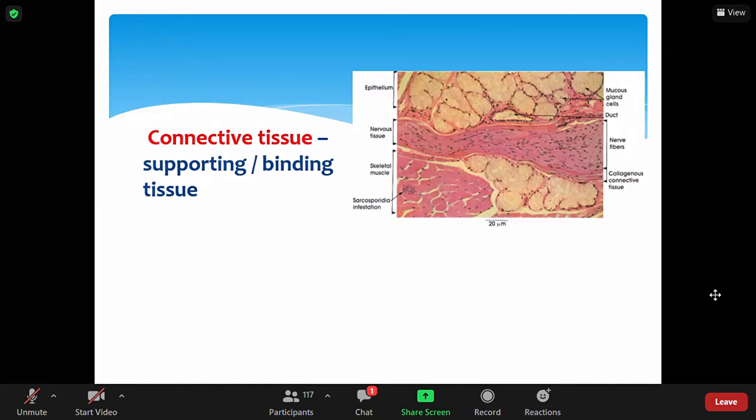In this picture, you would see you have here the nervous tissue, the skeletal tissue, your epithelium, and on this particular area your connective tissue. So they bind structures. That's their main function. They support the different types of tissues.